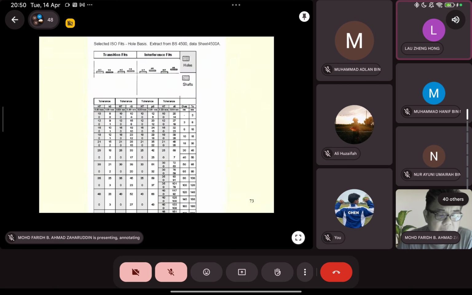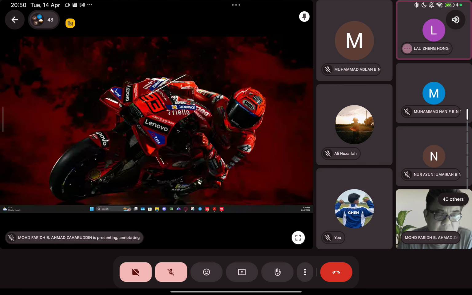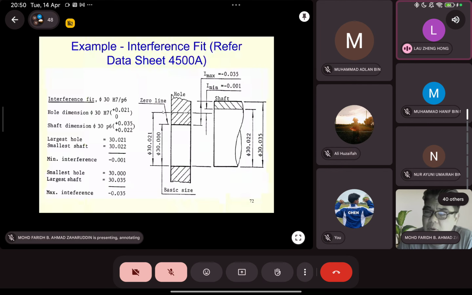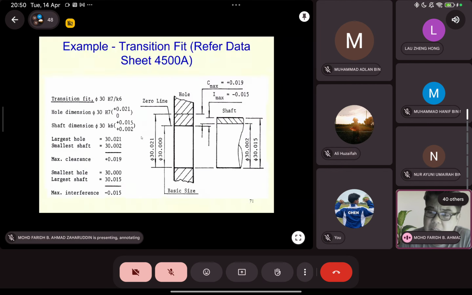Sorry, doctor. Yes? I'd like to interrupt. I have a question regarding the transition fit example. Okay, wait. This one, transition. Yes. Why are the clearance and the interference stated as max clearance and max interference in these cases? Why not one max and one min?